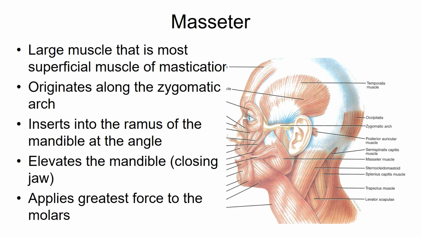The masseter muscle is a large muscle that is the most superficial of the muscles of mastication. It originates along the zygomatic arch and inserts into the ramus of the mandible at the angle. This will elevate the mandible by closing the jaw and applying the greatest force to the jaw in the region of the molars. So in chewing and swallowing, it's used for grinding actions.